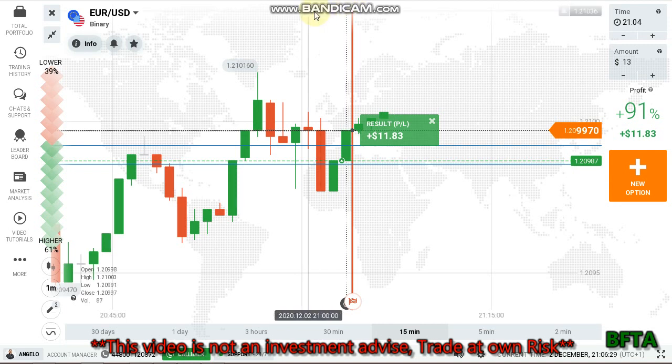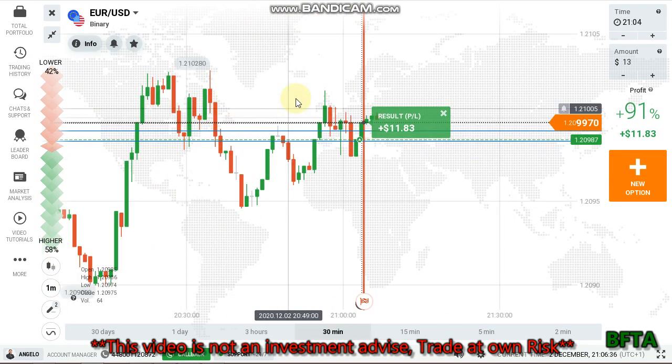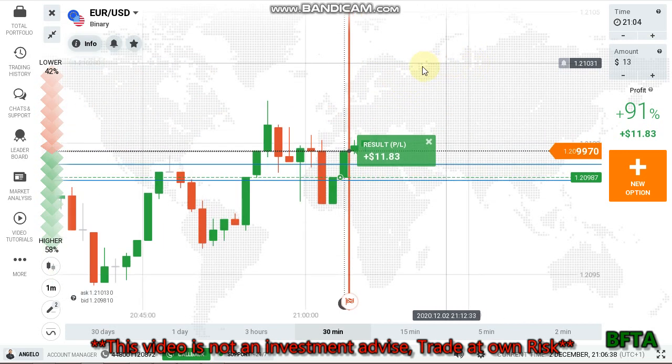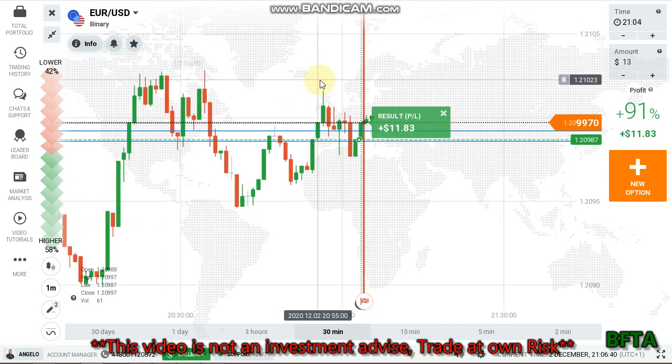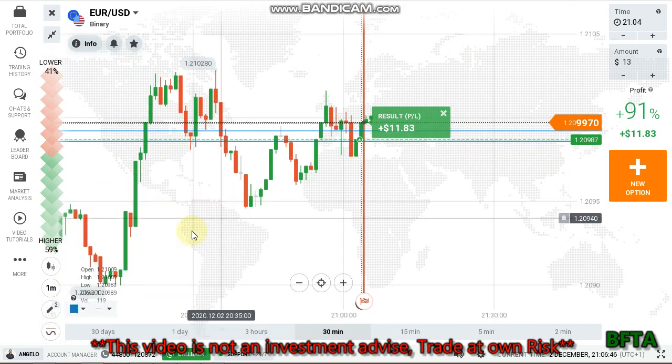So when you are trading, always take note of areas. If you can't identify areas, that means you have a problem in trading binary options. So you have to identify the area of support, area of resistance. If the market comes to an area of resistance, you place your trade. If the market comes to an area of support, you also place your trade.